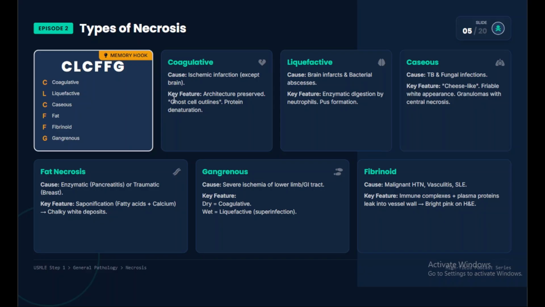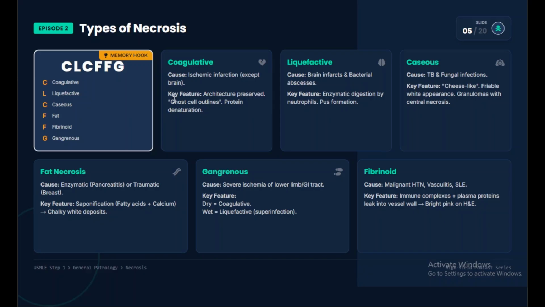Dry gangrene occurs when the tissue undergoes ischemic coagulative necrosis, to be more correct, without infection. Dry gangrenous necrosis is something without infection. Without infection, the tissue becomes dry, dark, and shriveled. So essentially, dry gangrene is basically coagulative necrosis because it is occurring due to ischemia, right?